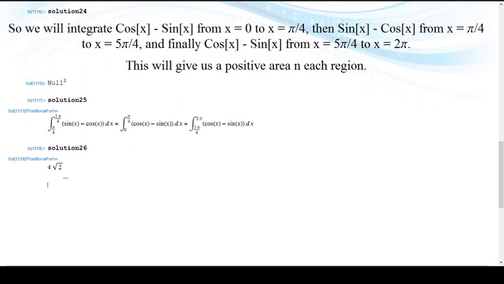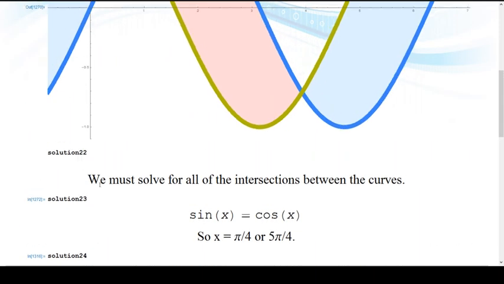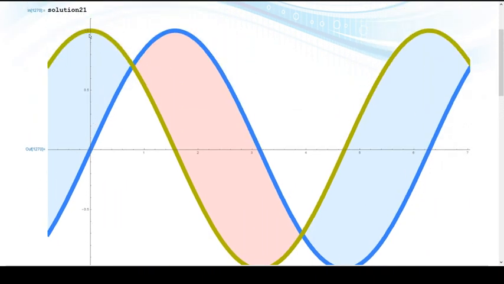So that 4 square root of 2 represents this area in blue, plus this area in red, plus this area in blue.